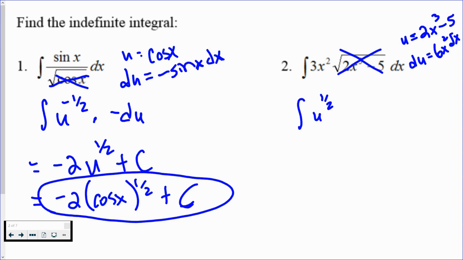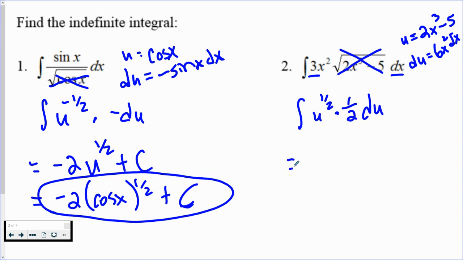Take a look at what we have left. We have 3x squared dx. Our du is 6x squared dx. So think about, what do we have in terms of du? We have half of the du, right? We have half of that derivative. We have 3x squared dx, which is half of 6x squared dx. So we can say it's times 1/2 du.